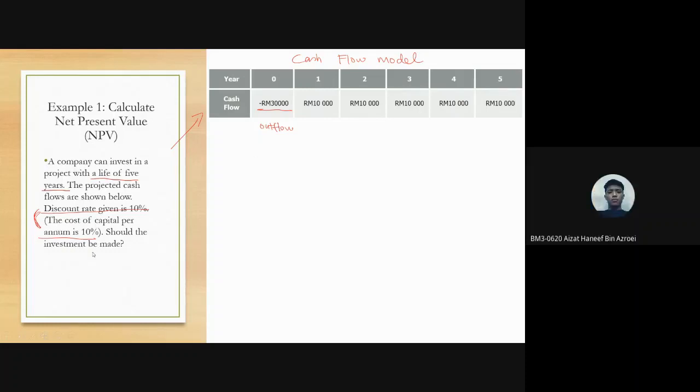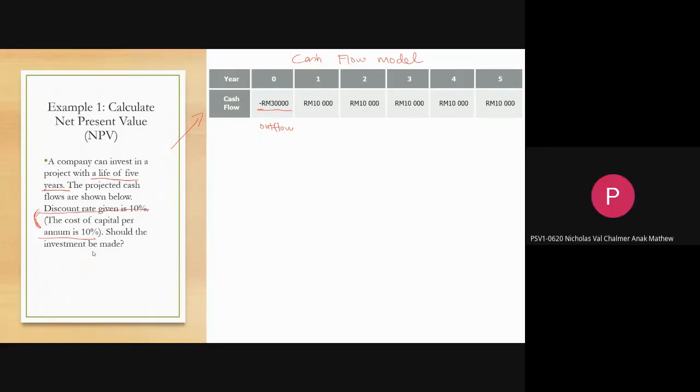10,000. When do you put it into the project? At time, which time? At time Year 0. You put the money into the project at time 0. So how much did you put into the project at time 0?